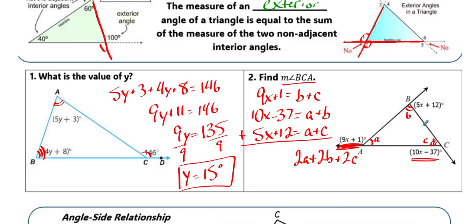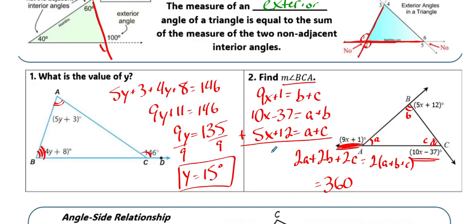I know that A plus B plus C equals 180. Here I see that I have two of each of those. That has to add up to 360. It's 2 times A plus B plus C. I know that A plus B plus C is 180, so that has to be 360. And that's going to give me an equation with just one variable.